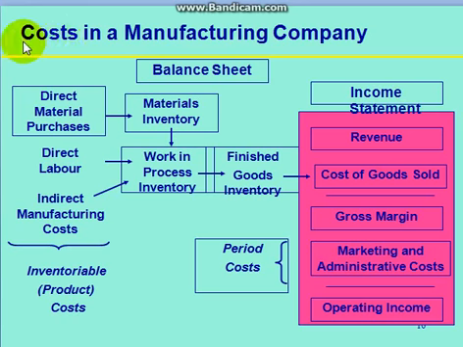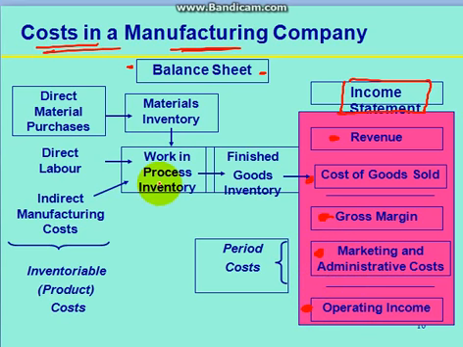Hello friends, let us take what are the costs in manufacturing companies. As far as costing in manufacturing companies is considered, when you consider a balance sheet, you will see that there is always an income statement. Now the income statement is basically divided into revenues, cost of goods sold, gross margin, marketing and administrative expenses, and operating income.